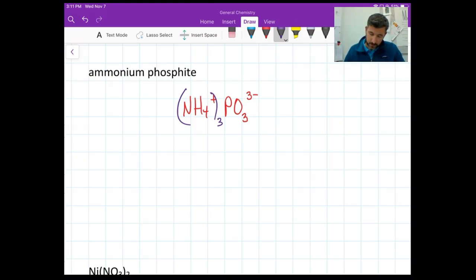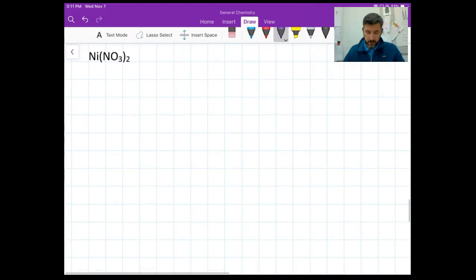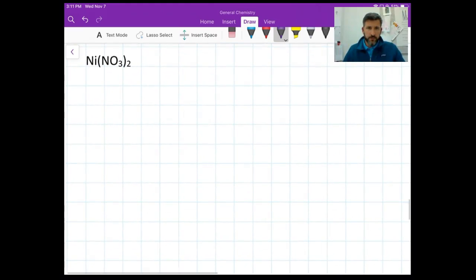So I'm going to rewrite this just so it's neat. The ammonium has to go in parentheses in order to have 3 of them, and then we just have the 1 phosphite. If you want to put the phosphite in parentheses, even though there's only 1 of them, that's fine with me. Just to serve as a reminder that that is just one, that PO3 is all 1 particle. That's your choice. Okay, last one, Ni(NO3)2. Come up with the name, please.